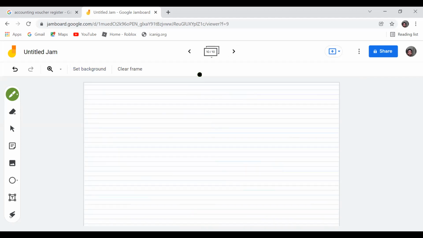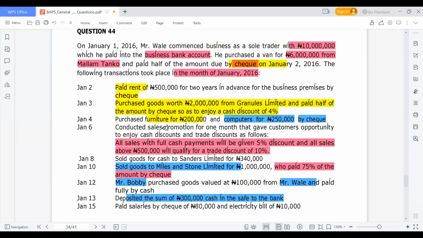Okay, let's move on to the next day. On January 4, purchase was furniture 200 and computer 250, by check. Furniture and computer. Furniture 200,000, computer was 250. So let's maintain the account for both now.